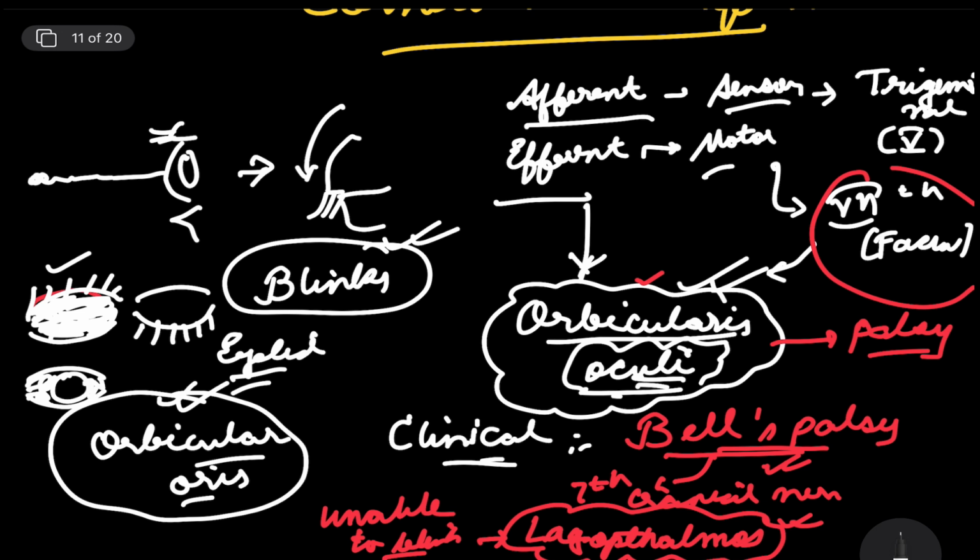So basically I don't know if I was able to really convey to you how a patient of Bell's palsy will present. Obviously there are a lot more things to know about Bell's palsy, but this is a very, very important clinical correlation related to the corneal blink reflex and the 7th cranial nerve. That is why we have talked about it here.